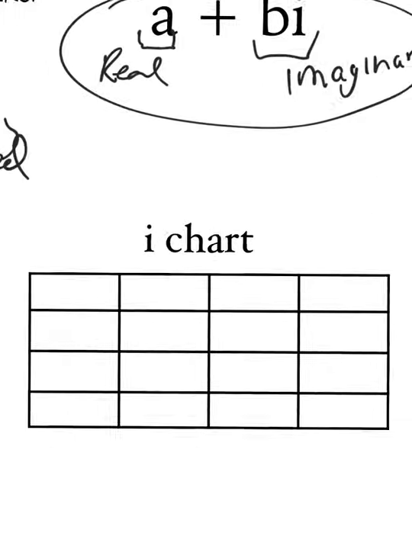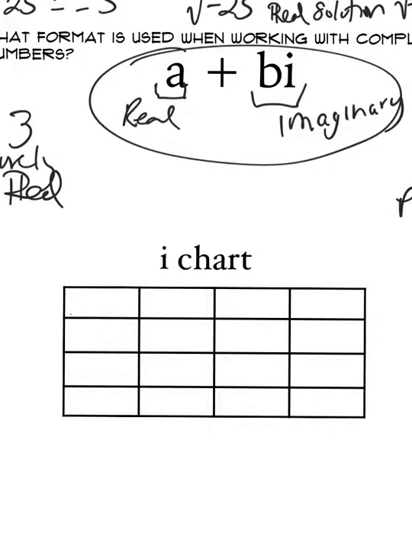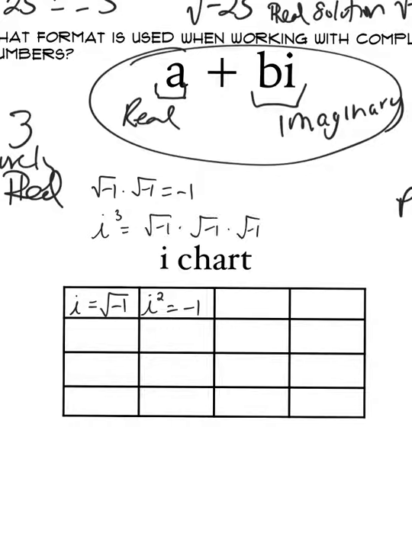Let's focus a little bit on i. I've already told you that i alone is equal to the square root of negative 1. Sometimes you'll see i raised to a power. For instance, i squared, which is the square root of negative 1 times the square root of negative 1, which is negative 1. We have i cubed, which essentially is negative i.